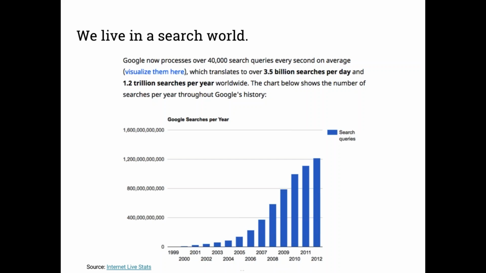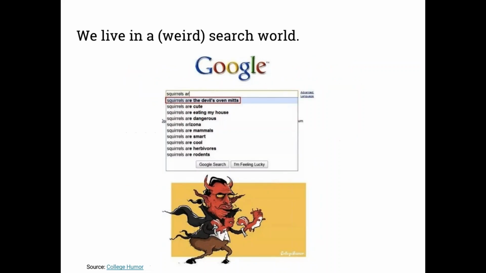But we use search all the time to find information. Google is processing 40,000 search queries a second. We're up to over 1.3 trillion searches per year worldwide now. We live in a search world. It's how we find and access information.